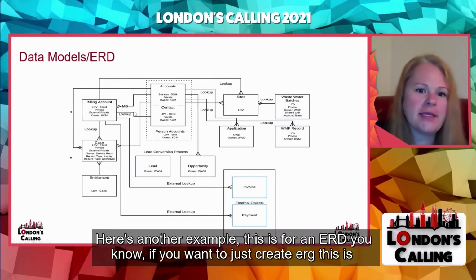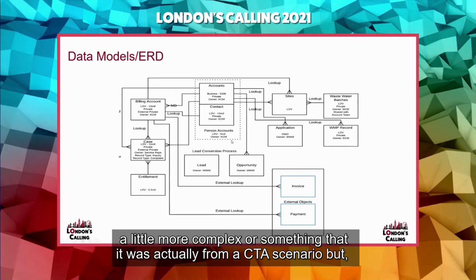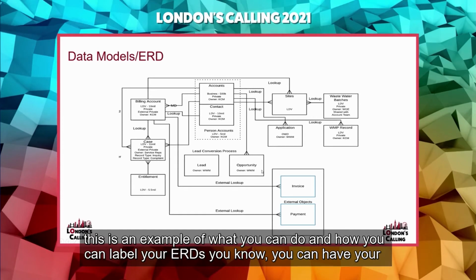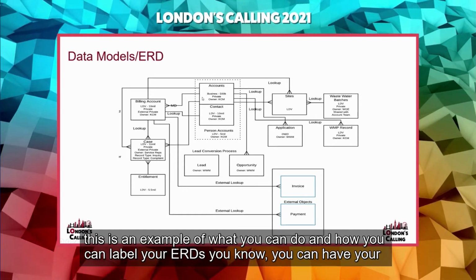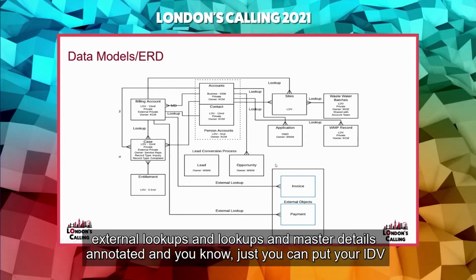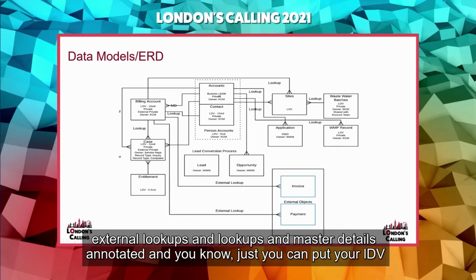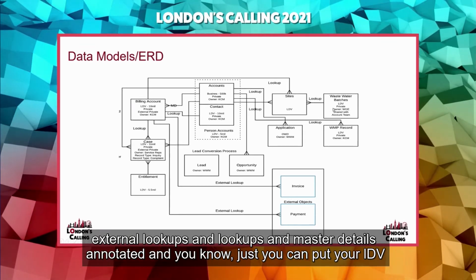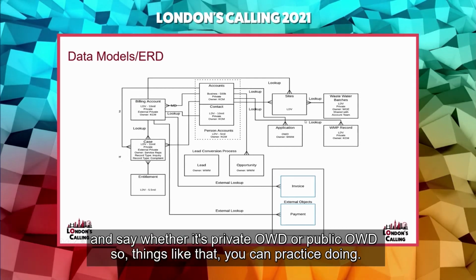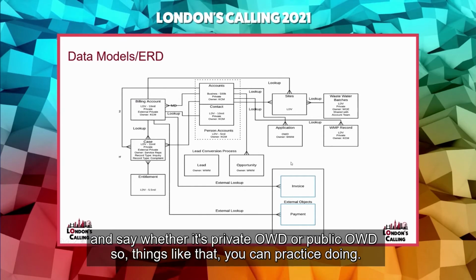Here's another example. This is for an ERD. If you want to just create an ERD, this is a little more complex, or something that was actually from a CTA scenario, but this is an example of what you can do and how you can label your ERDs. You can have your external lookups and master details annotated, and you can put your LDV and say whether it's private OWD or public OWD. So things like that you can practice doing.